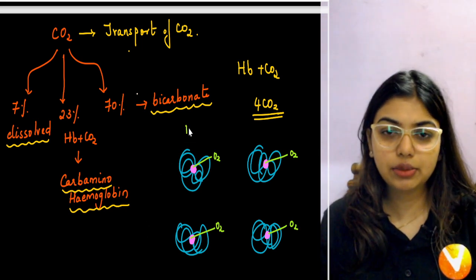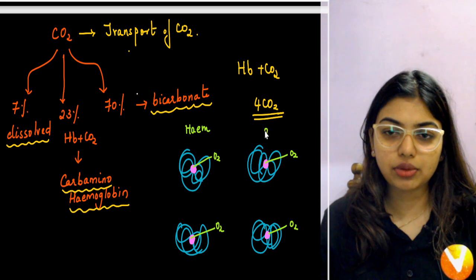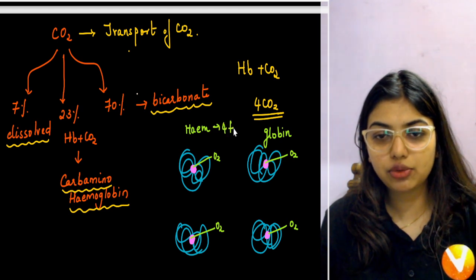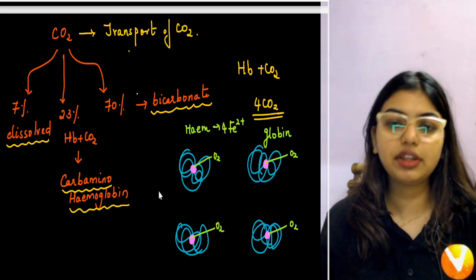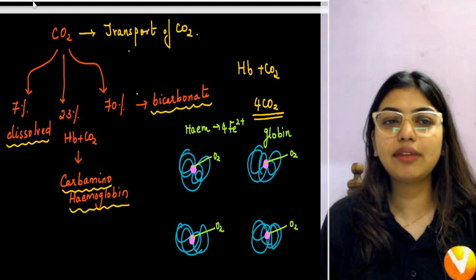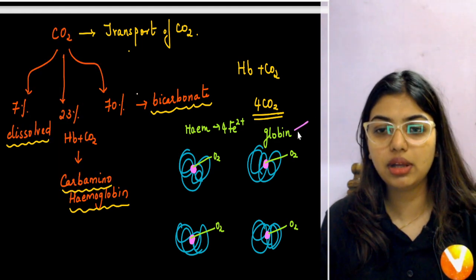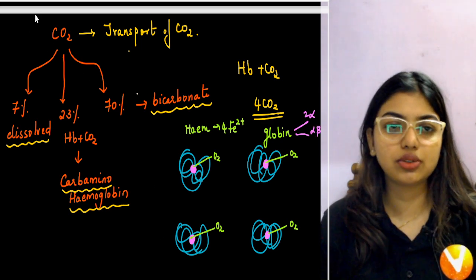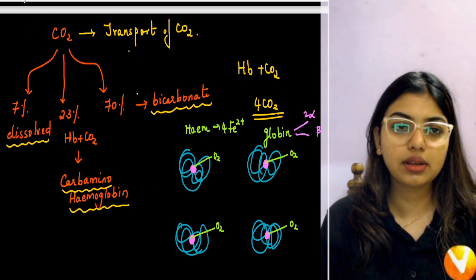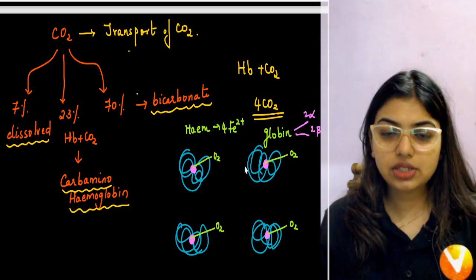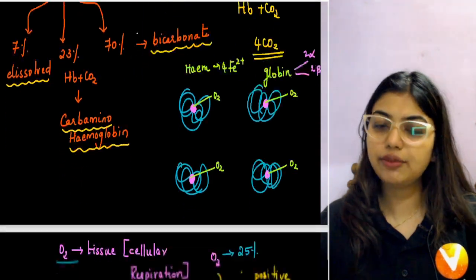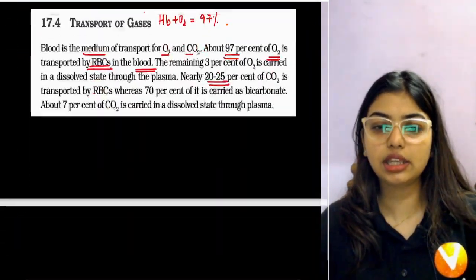So there is a heme group and a globin group. This heme group will have four Fe2+ state. And globin will have two alpha chains and two beta chains, which you don't have to remember. So these groups are going to help in the binding. Now, being said that, you understood that only four oxygen, four carbon dioxide can sit in the hemoglobin.